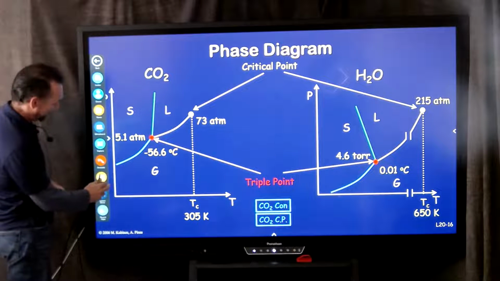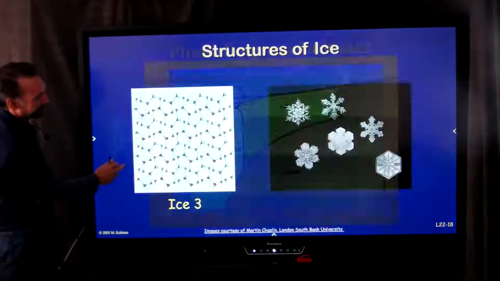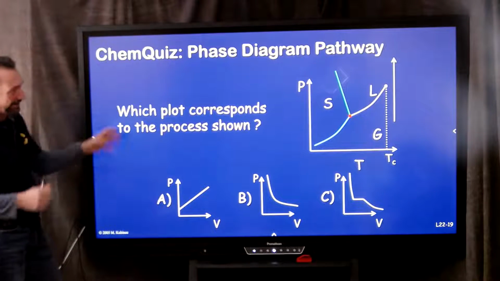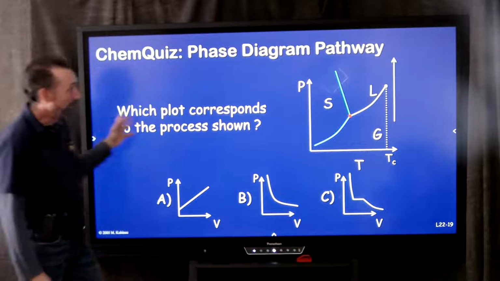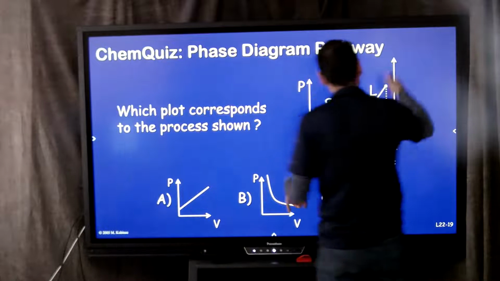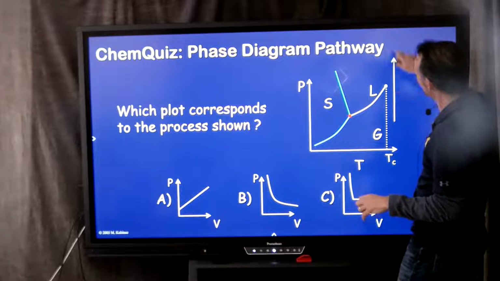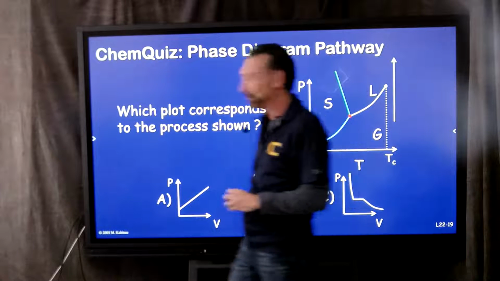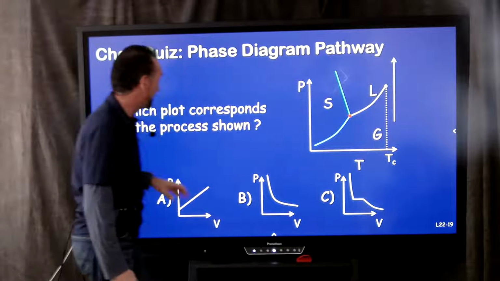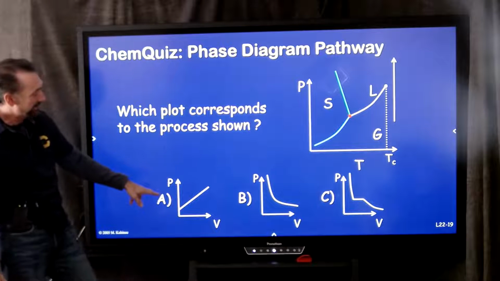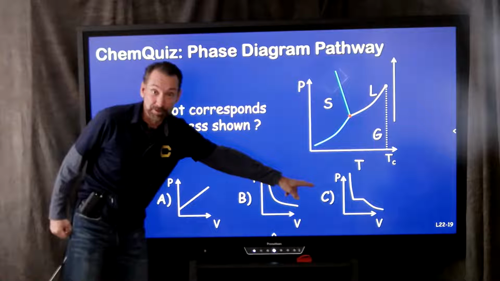So let's move on here to a chem quiz. So we've looked at these lines, these pathways in our pressure-temperature space. I've drawn one here, a line in the pressure-temperature space. Can you translate that to pressure-volume space?